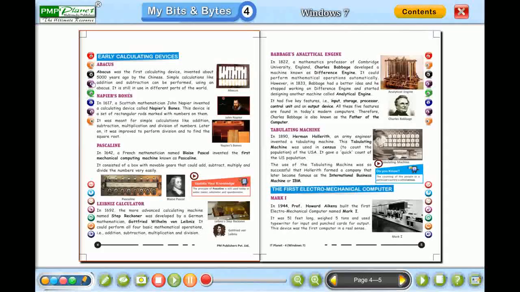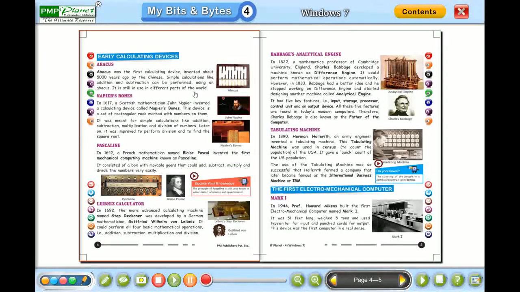Here is early computing device. The very first computing device is Abacus. Abacus was the first calculating device, invented about 5000 years ago by Chinese. Simple calculations like addition and subtraction can be performed using an abacus. It is still in use in different parts of the world. Yes, as you know, in our surrounding people still use the abacus.